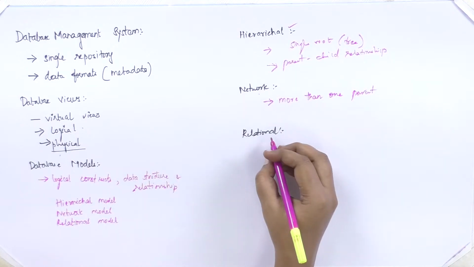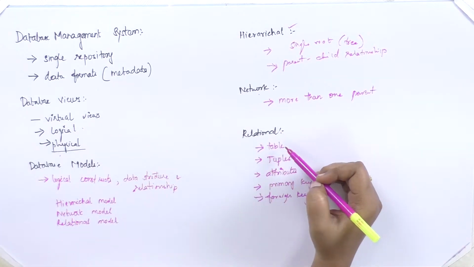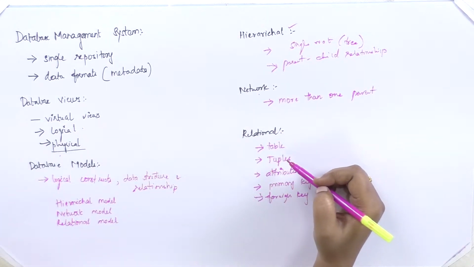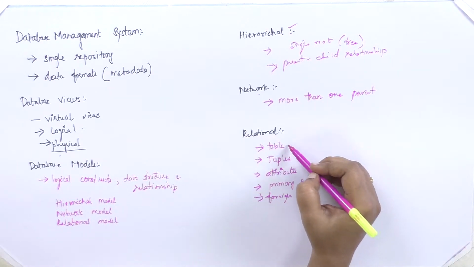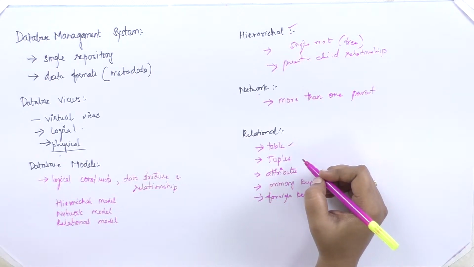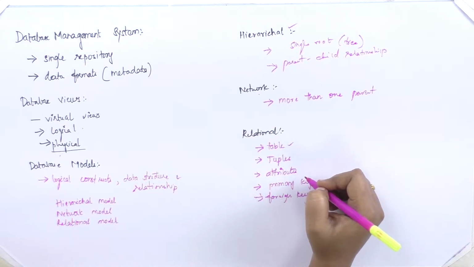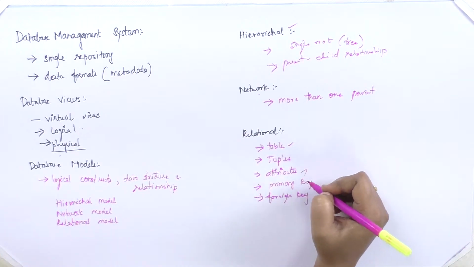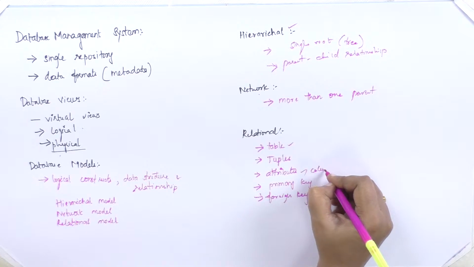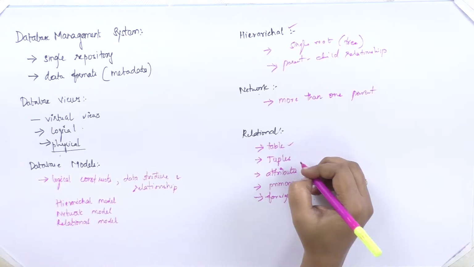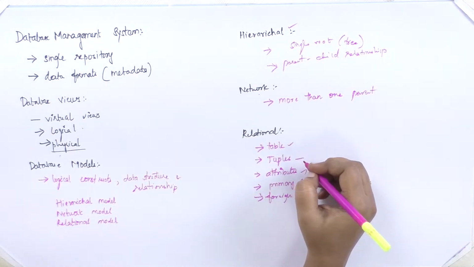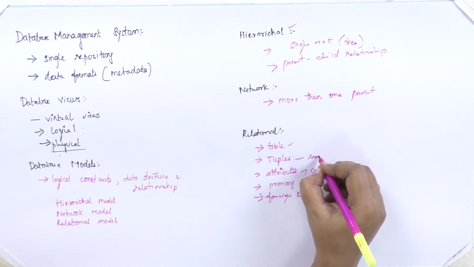Next model is the relational model. In the relational model, you will be maintaining the data in a table format. The columns of each table are called attributes, and these attributes define the domain values for the entries. So the column represents the attributes. The attributes will be represented in the column, whereas the data of each tuple will be recorded in the row.